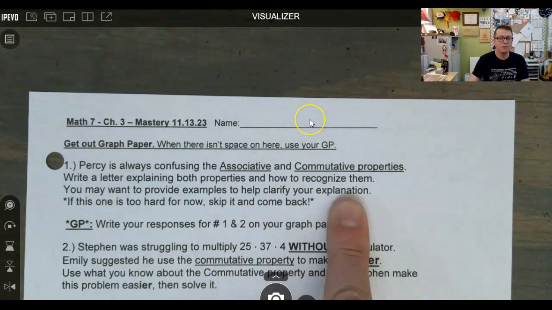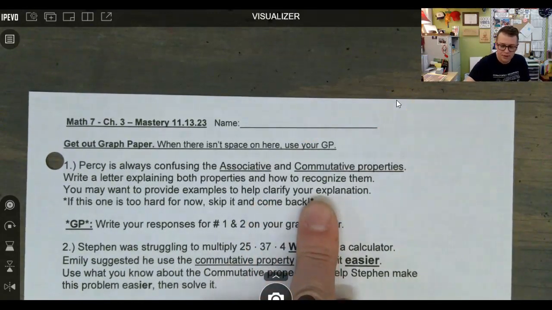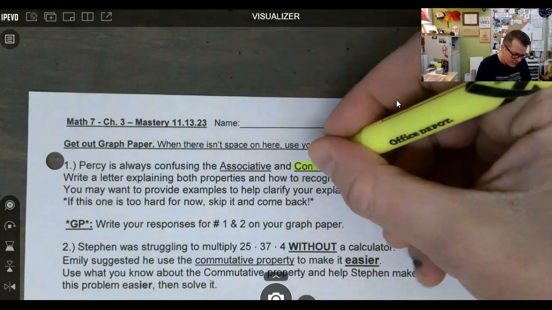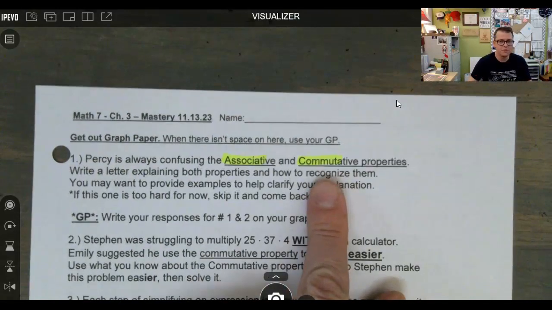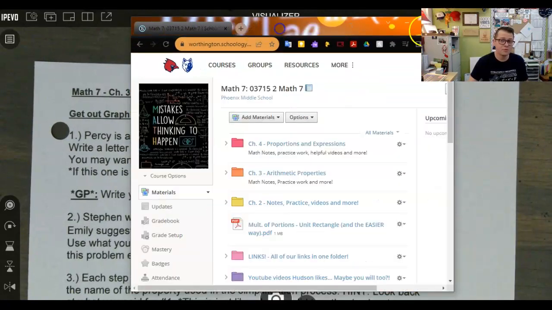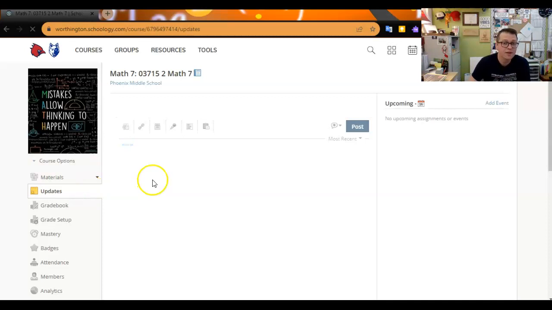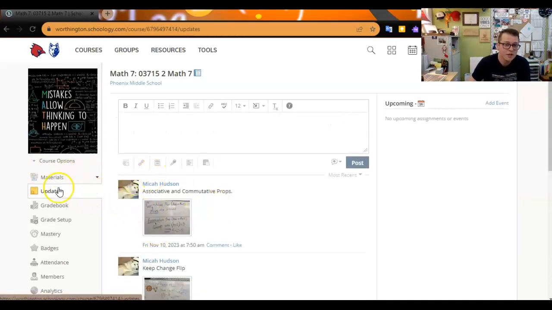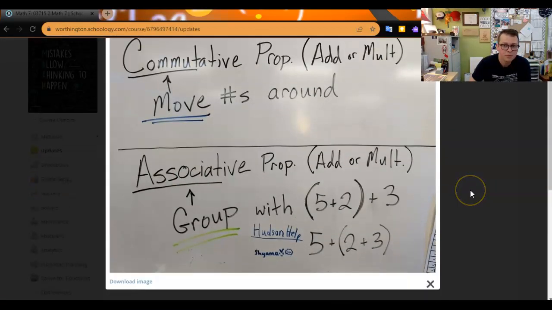So first off, the associative and commutative properties. We had a nickname for the associative property and the commutative property, and we talked about the root word, right? The root word over here, associate, and the root word over here, commute. But if you don't remember those, or you didn't write them down, use your resources and go to Schoology, and in updates, because I haven't yet put in the effort to get these into the materials page. But the updates page is where I'm able to just post things from my phone. And there was our board about the commutative property and the associative property.